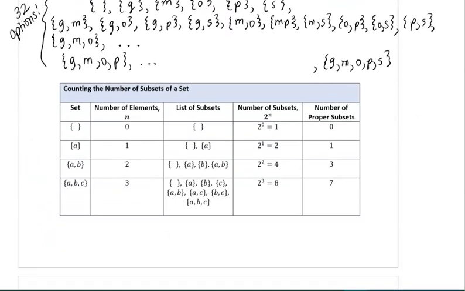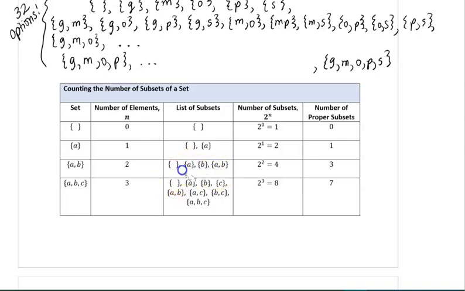So if we have a set with no elements, then that formula would be 2 to the 0 power, which is 1. If we have a set with one element, then the number of subsets would be 2 to the 1st power, which is 2. If we had a set with 2 elements, then we would have 2 raised to the 2nd power, which is 4 subsets. And you can see that they're listed here, all 4 of them.